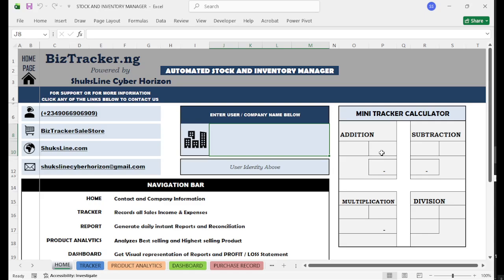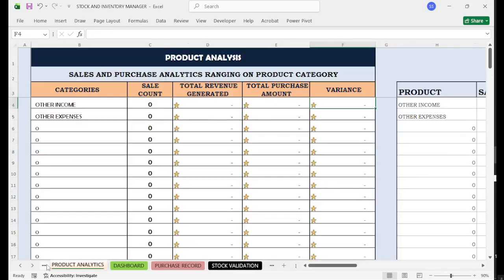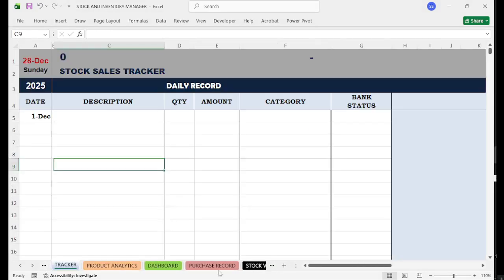If you want to do a simple calculation, you can just input it here, 4 5, just simple money calculations, you can do them here. Then below here, these are the trackers you are working with. These are the trackers, the sheets you are working with. This one is where you input your sales record.